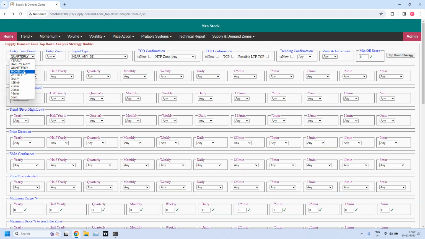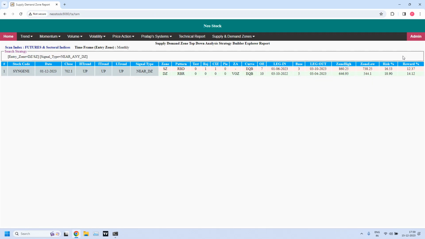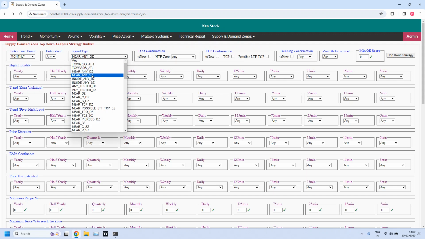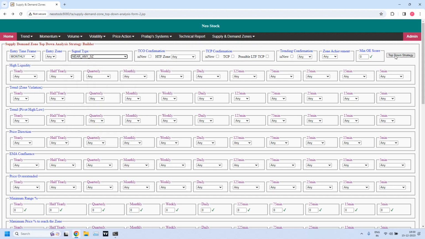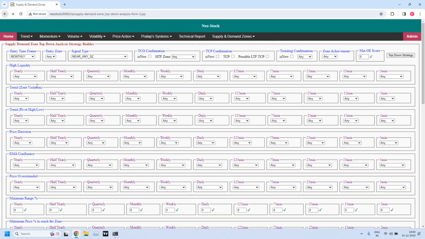Now let us generate for monthly time frame. Entry time frame is monthly. Let us find stocks near monthly demand zone. So one stock is filtered which is near monthly demand zone. Let's go back. Entry time frame is monthly. Let us find the stocks near monthly supply zone. So these three stocks are near monthly supply zone. Let's go back.